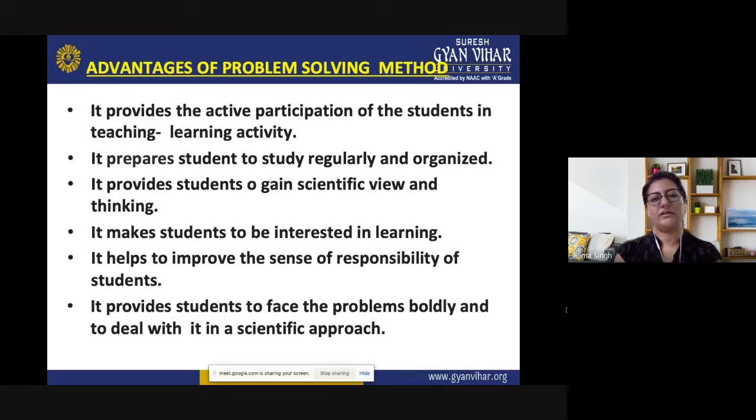So every method has certain advantages, disadvantages, and limitations. This method also has some advantages and disadvantages. Let us discuss that. It provides the active participation of the students in teaching learning activity. So this is very important. We do not need our classes to be passive. We need them to be active. So for that, we need all our students to be actively participating in these activities.